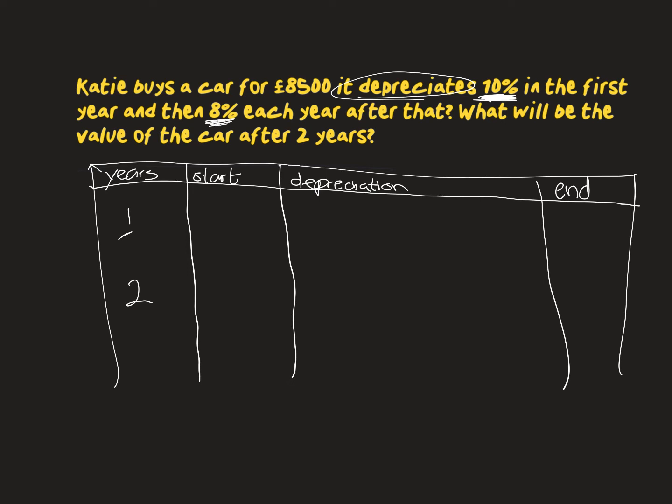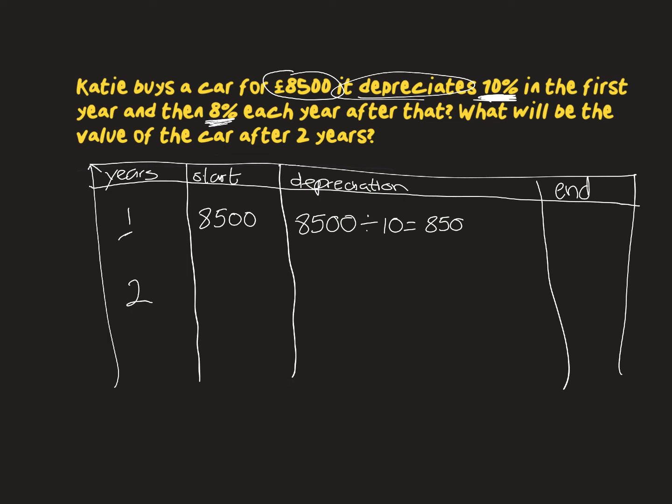So what do we have at the start? We have £8,500. That's the value of the car. So 8,500, and we're going to drop it in the first year by 10%. Now 10% is 10 over 100, but if you simplify that down, that's 1 over 10. So we can simply divide by 10. And that's 850.